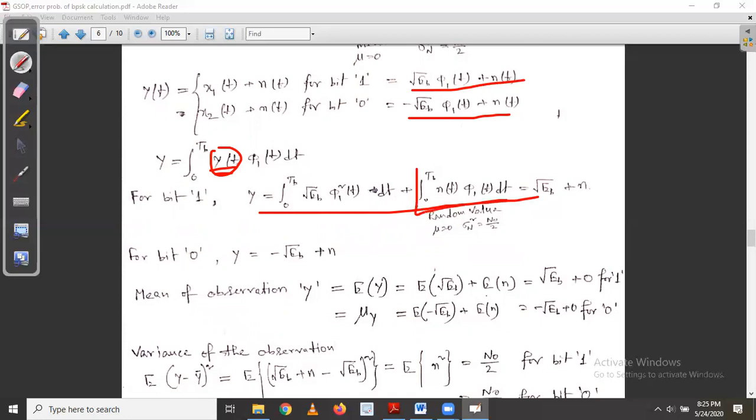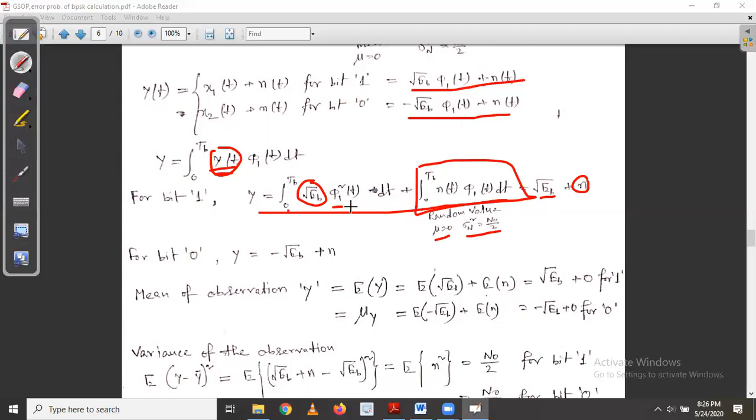This thing is nothing but your noise term denoted by N, which has mean 0 and variance N naught by 2. Root of EB you take out of the integration, and integration 0 to TB of phi 1 t square dt is nothing but 1, because phi 1 is a basis function, which is an orthonormal function. So the integration of phi 1 square t dt is 1.